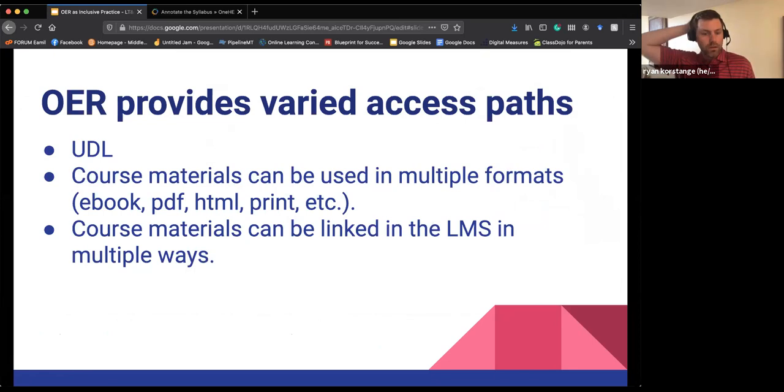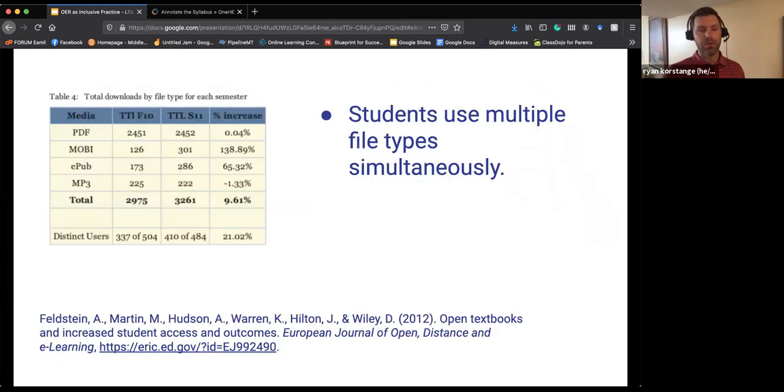With OER, one of the things that happens is we're not confined to any kind of proprietary system or format. So this allows us to put students in the position of choosing the best way for themselves to interact with material. Here's a table out of a chart. The specifics are not entirely important. What this article studied was how students are accessing OER materials. And what I wanted to highlight is they're accessing it in multiple, different formats.